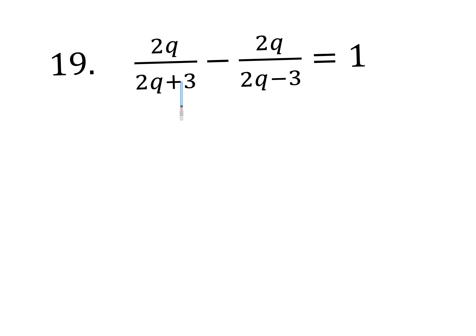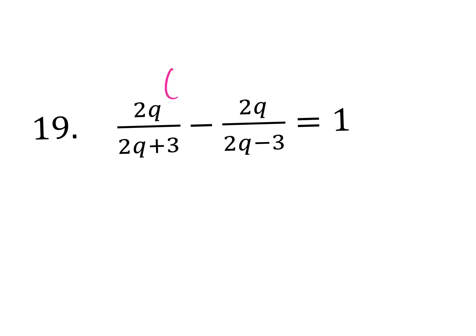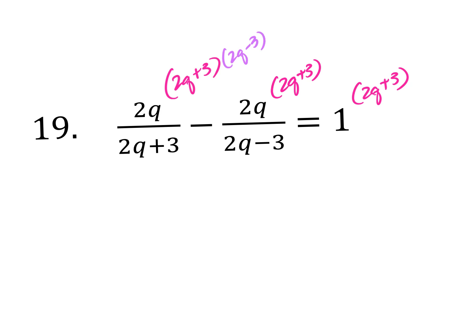Can anything factor here? No. Nothing can factor. What do I have to multiply to get rid of this denominator? 2q plus 3. If anyone's angry at me for putting a q, make everything an x. I don't care. I'm going to go with q's, but I have to multiply everything by a 2q plus 3. Don't I also need a 2q minus 3 to cancel out the other one? Yeah, you do. You need it.